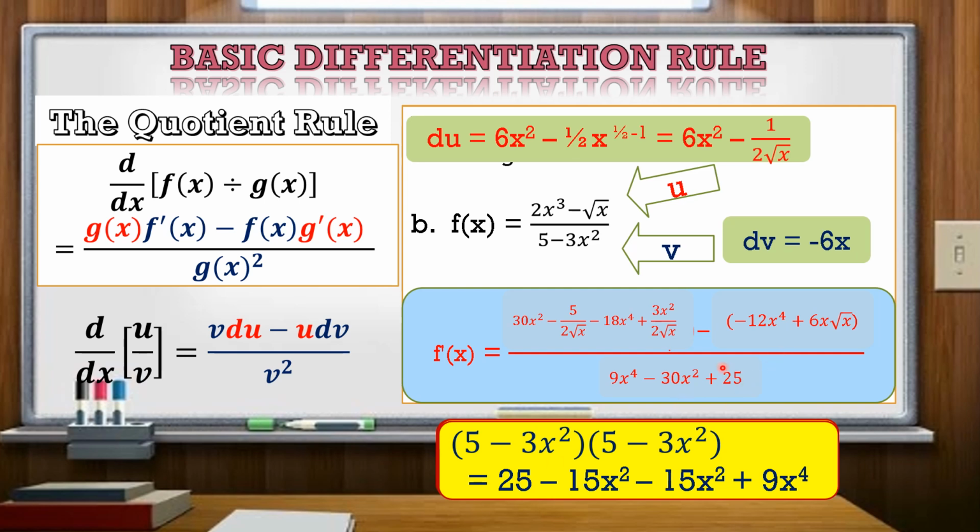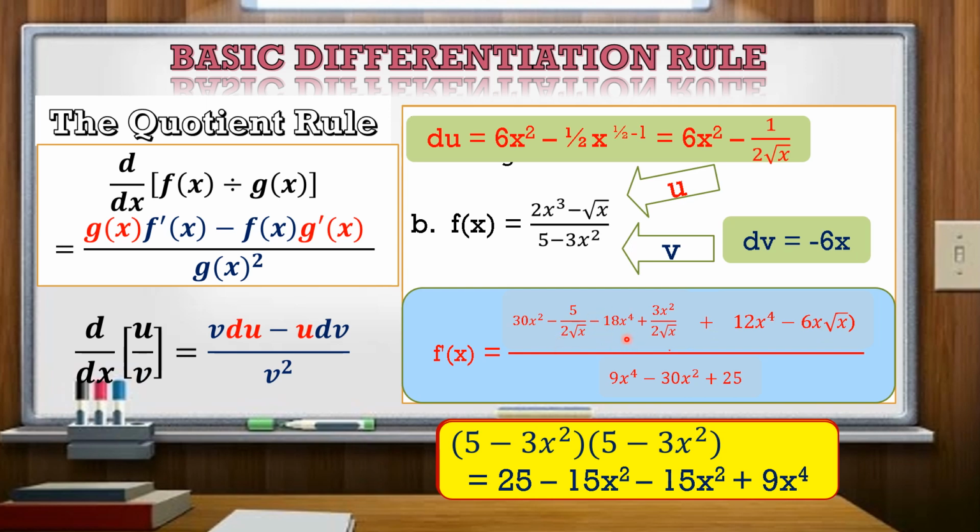Then, tingnan natin yung nasa taas. Pwede nating pagsamahin. Or, ito. Pwede nating i-distribute yung negative to each term. Okay? So, ibig sabihin, mababago yung sign ng ito. So, yung negative 12 becomes positive. At yung positive 6x becomes negative. Okay? So, iisang operation na tayo.